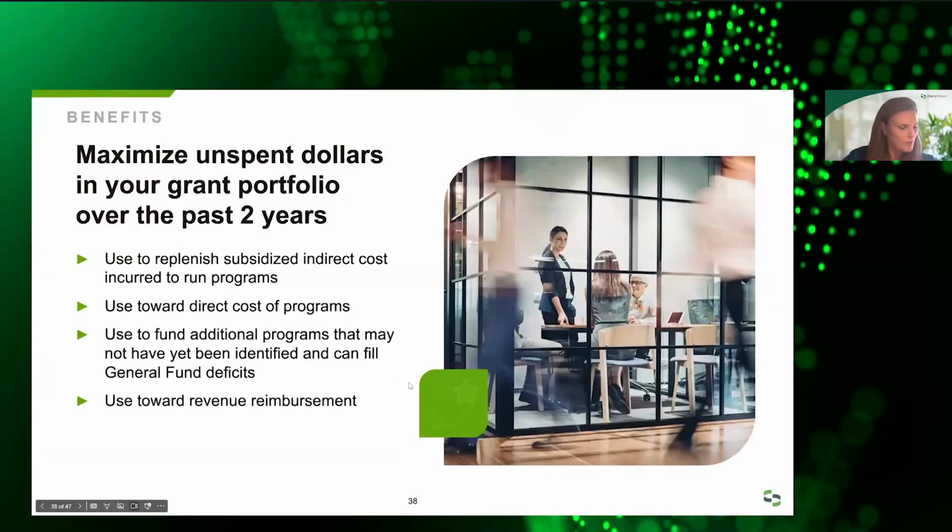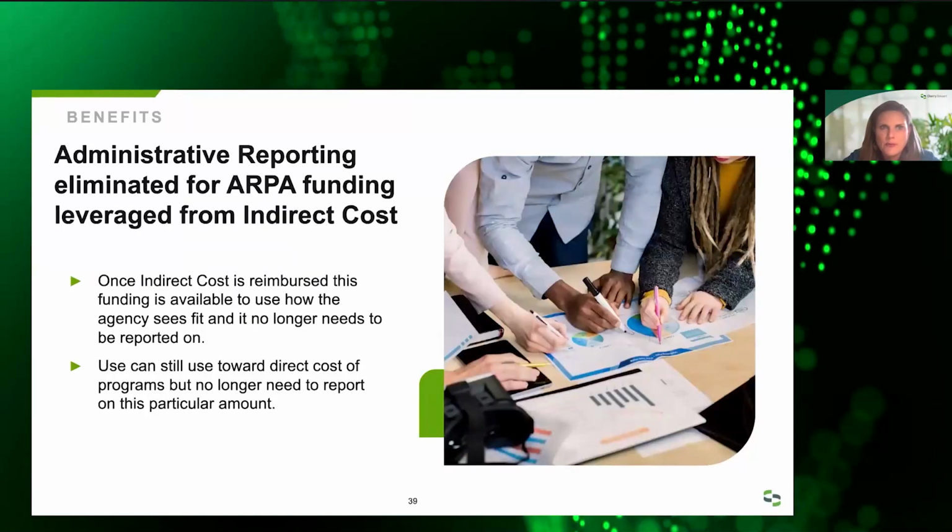Benefits. I know we're running shy on time, so I will hurry up. Maximize unspent dollars in your grant portfolio. We've kind of already touched on all this. You'll be able to really look at this type of information through what we've talked about. Administrative reporting is eliminated because once you've captured it in indirect, remember it's already spent. So you reported that you spent indirect by using the indirect cost rate on whatever you spent. Now it's done. There's no more reporting.